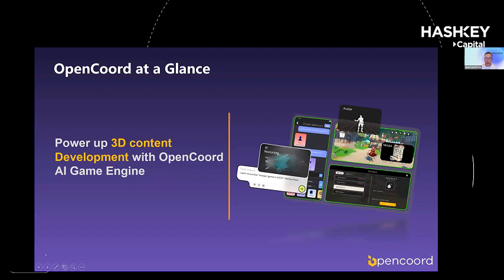OpenCoord is an AI company that develops an AI 3D engine. It is designed for full stage 3D content generation. It can transform text and images into different forms of 3D content, which provides infrastructure for both Web 2 and Web 3 3D content development. It has applications in game, animation, marketing, and industrial design.